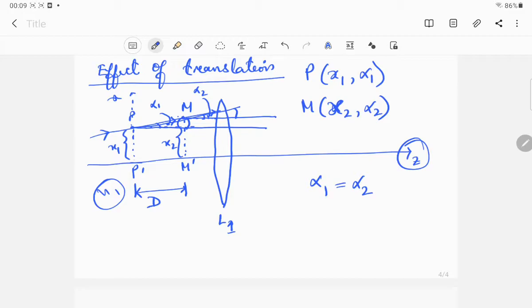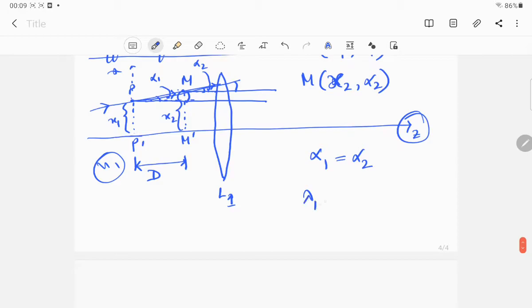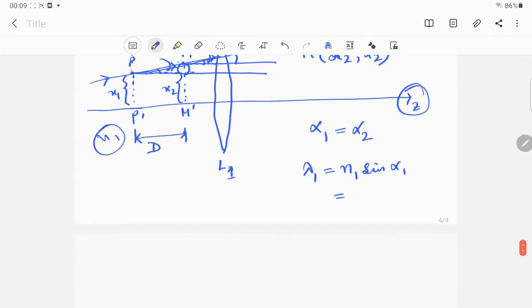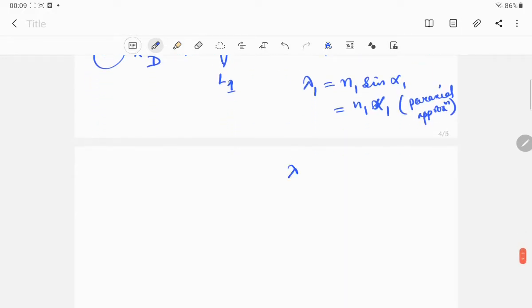Again, you know that lambda 1 is equal to n1 sine alpha 1. Since we are considering paraxial optics, I have told you that all the angles are very small. So n1 sine alpha 1 is nothing but n1 alpha 1 under paraxial approximation, because all the angles are small. So lambda 1 is equal to n1 alpha 1. Similarly, lambda 2 will be equal to n2 alpha 2.